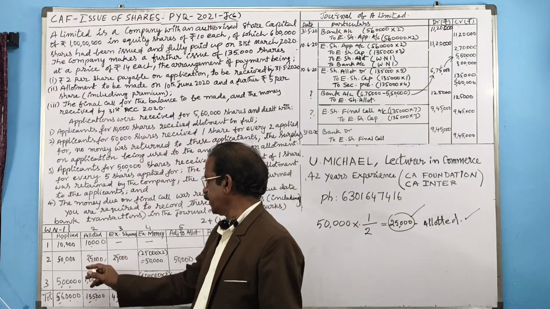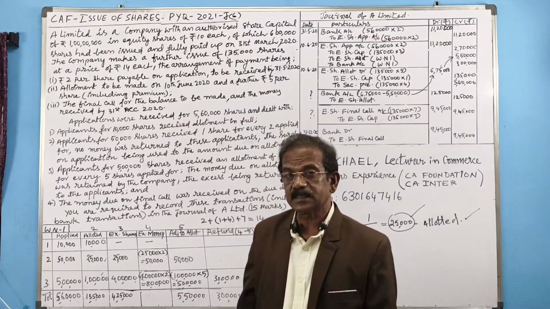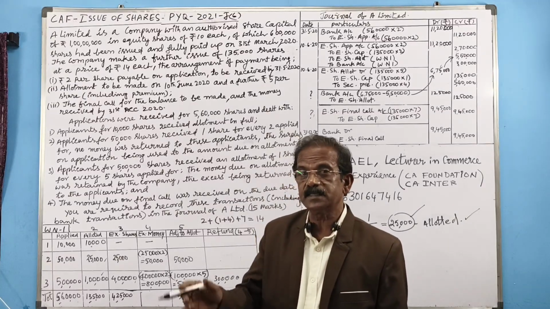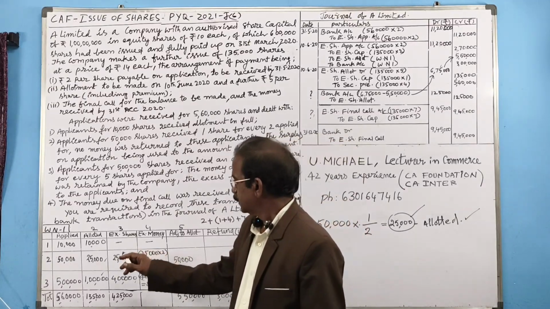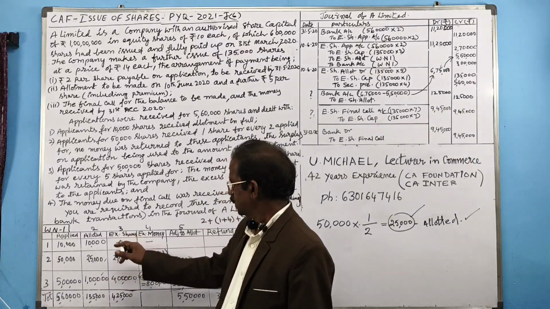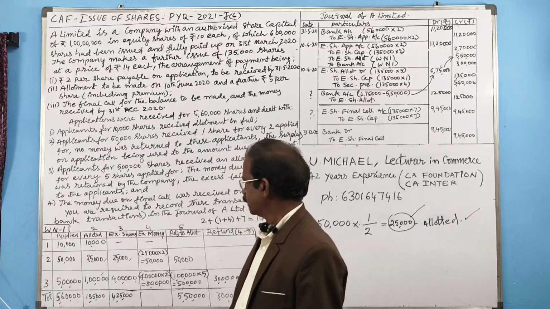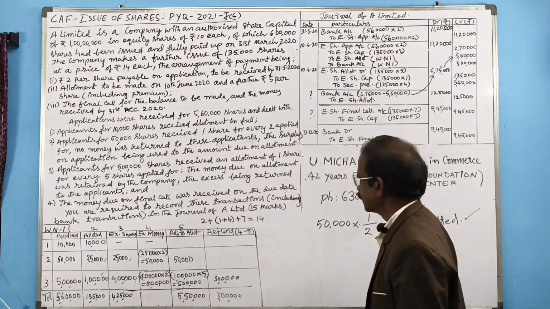And what about the remaining? They are called excess shares applied by the second category. That excess number of shares should be put in the third column, excess shares. Okay, up to this it is clear.